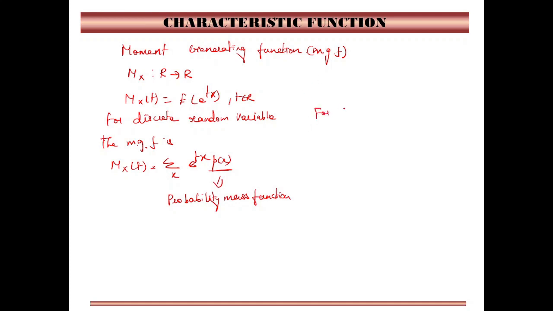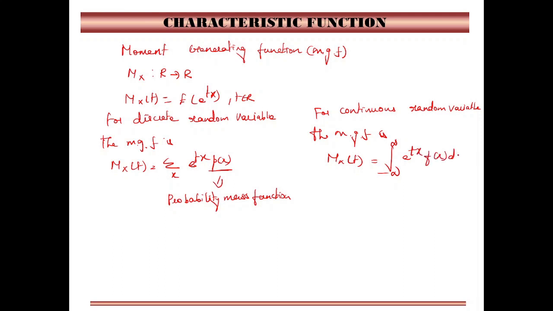For a continuous random variable, the moment generating function is M_x(t) is equal to integral minus infinity to plus infinity e power tx into f(x) dx. Here, f(x) is the probability density function.